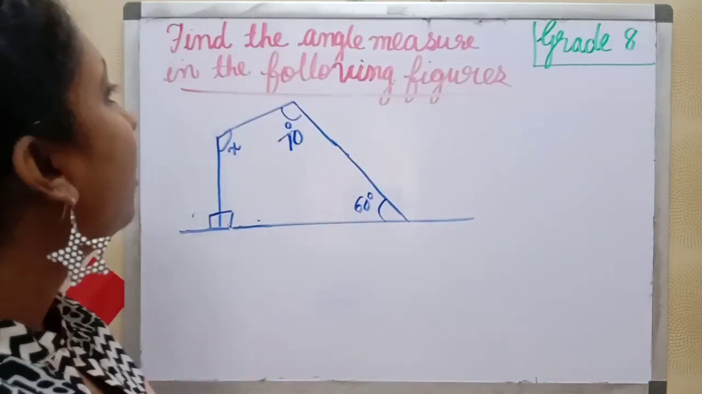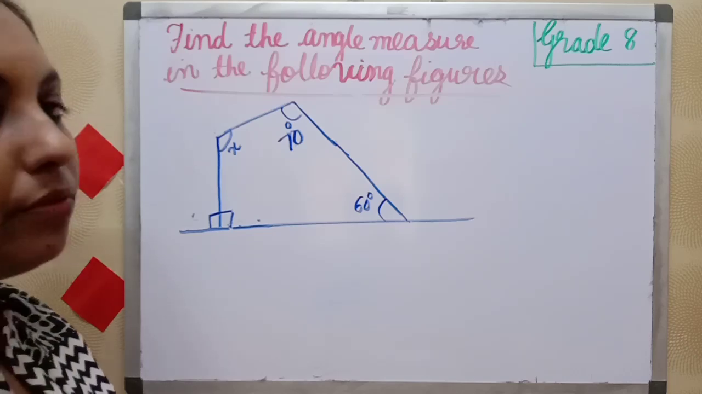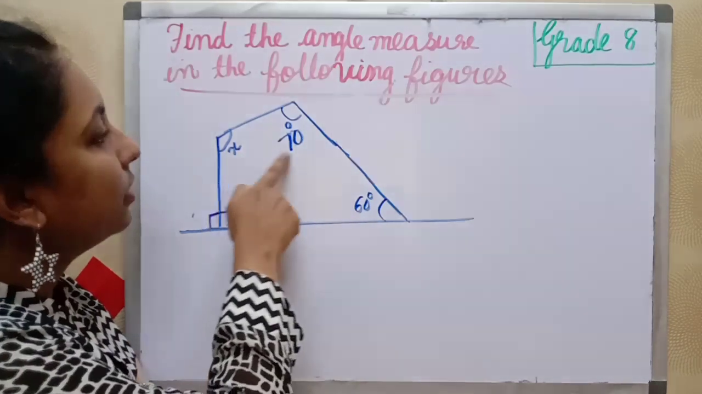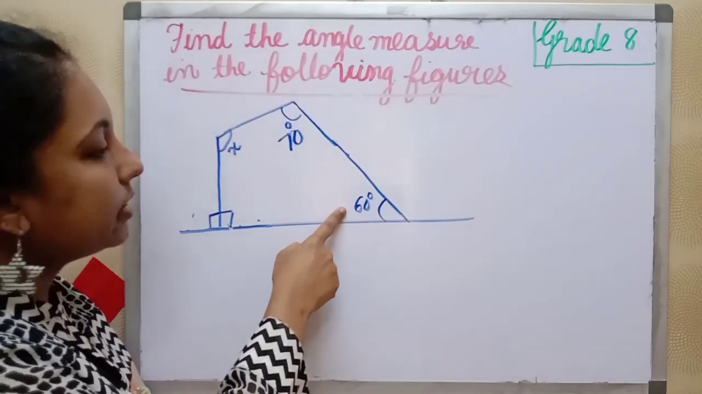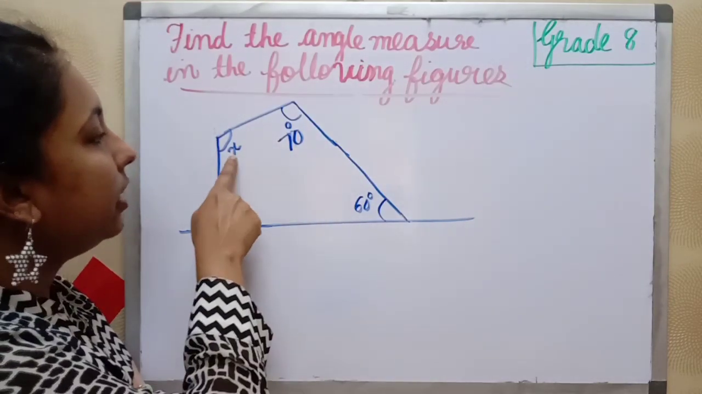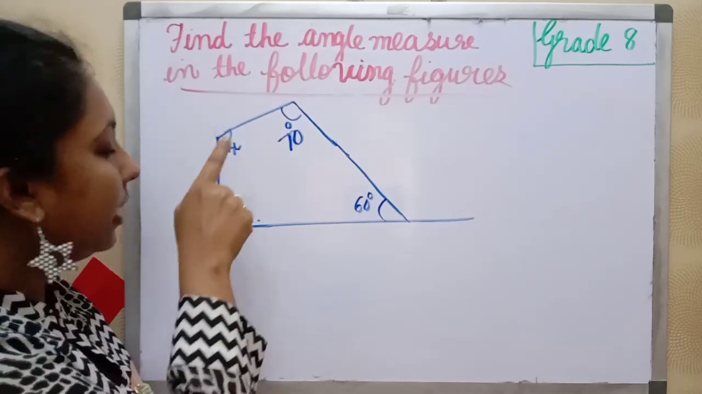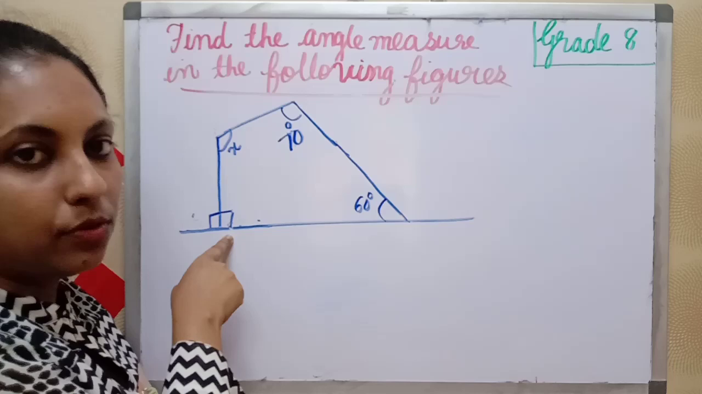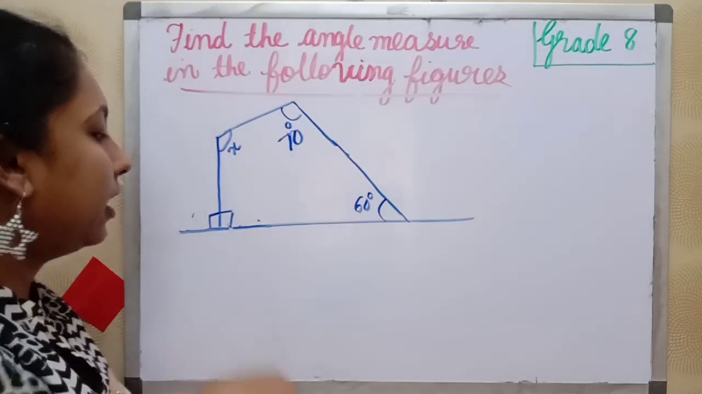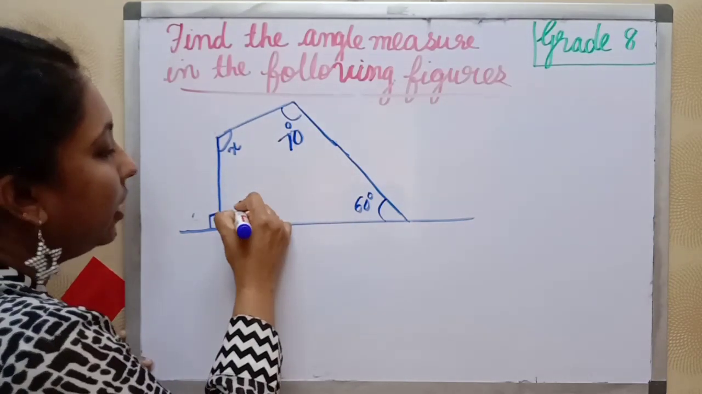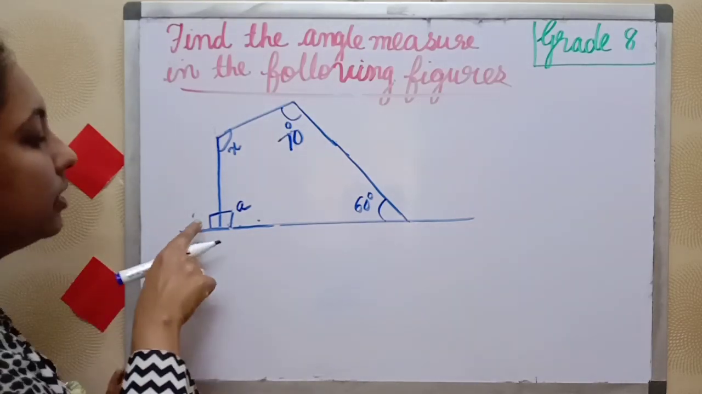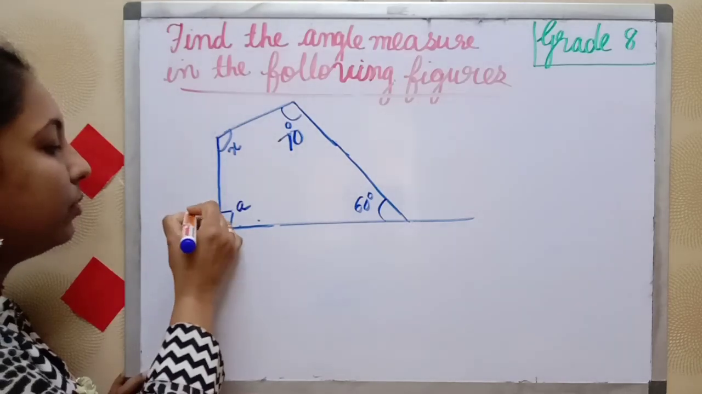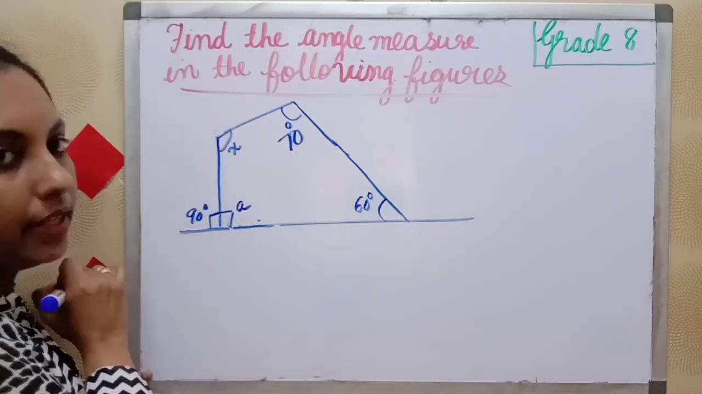Okay, we can do a few questions in the textbook. First question: find the angle measure in the following figures. First figure, a quadrilateral. Two interior angles are given, 60 degrees and 70 degrees. The next is unknown, and the fourth angle we also don't know. We have to find this angle first. I am calling the fourth angle A. Since the exterior angle is a right angle, obviously this is 90 degrees.